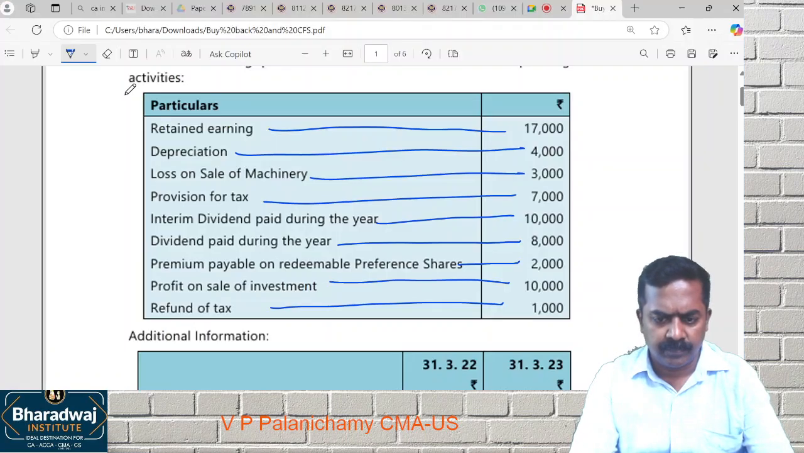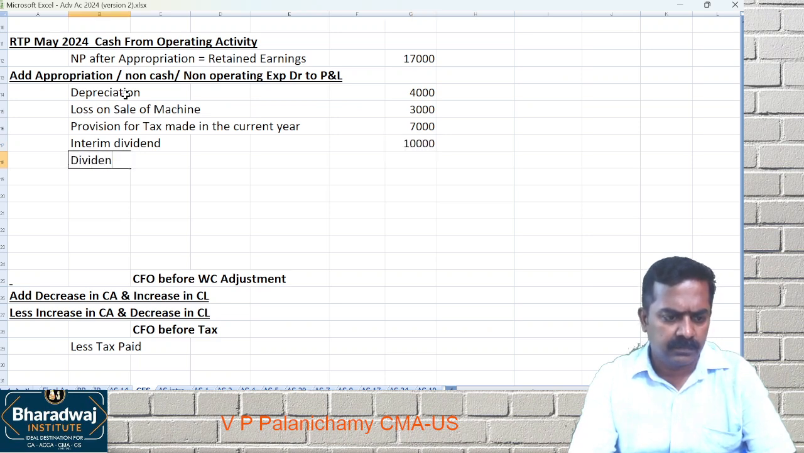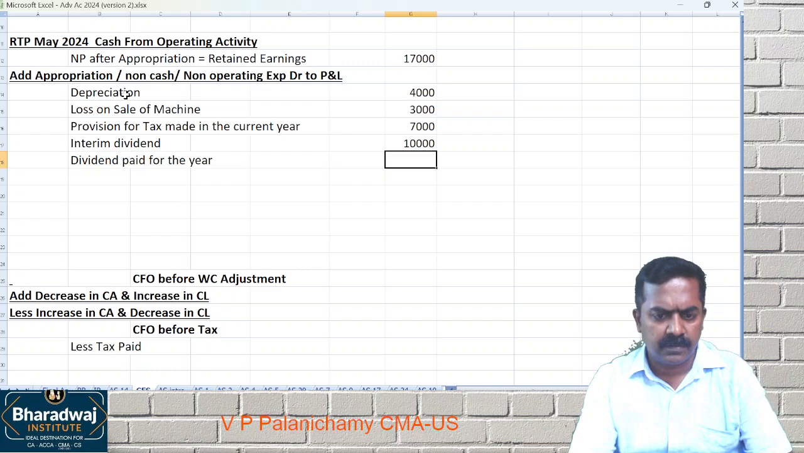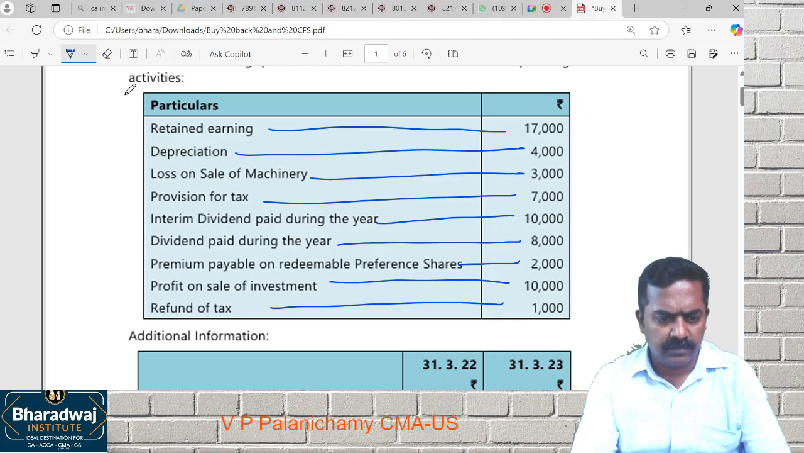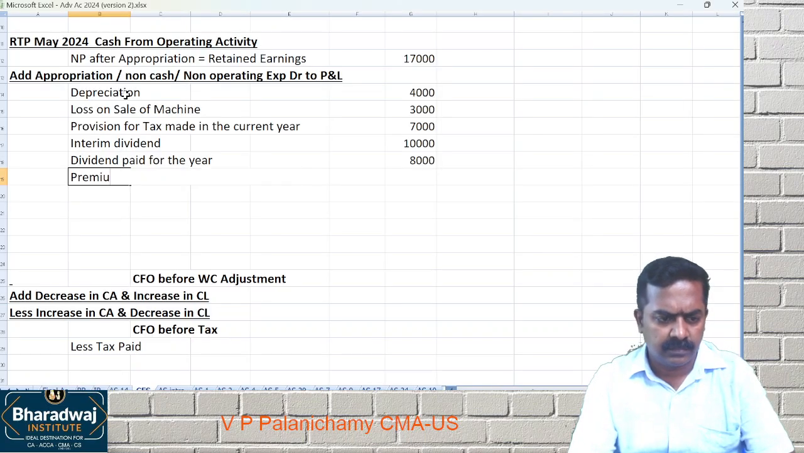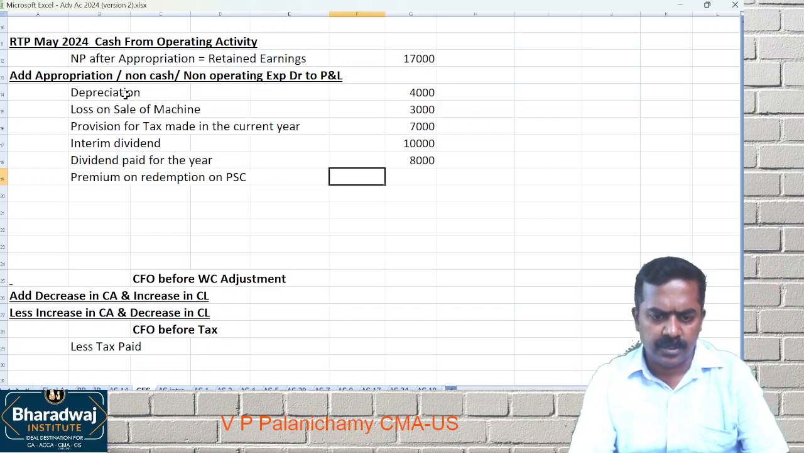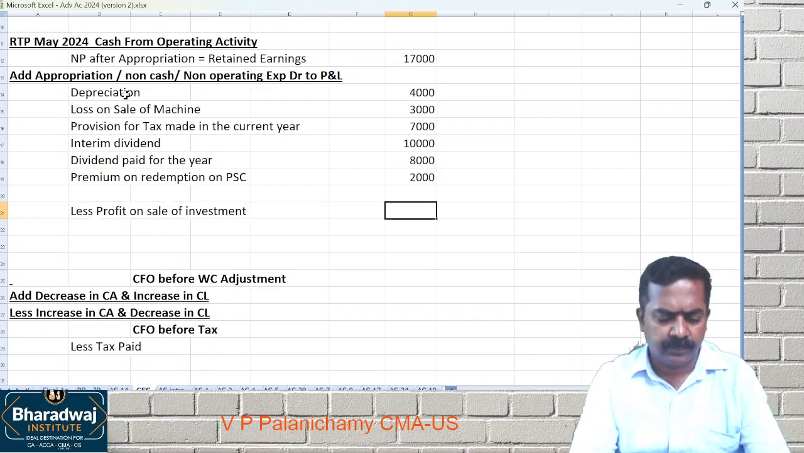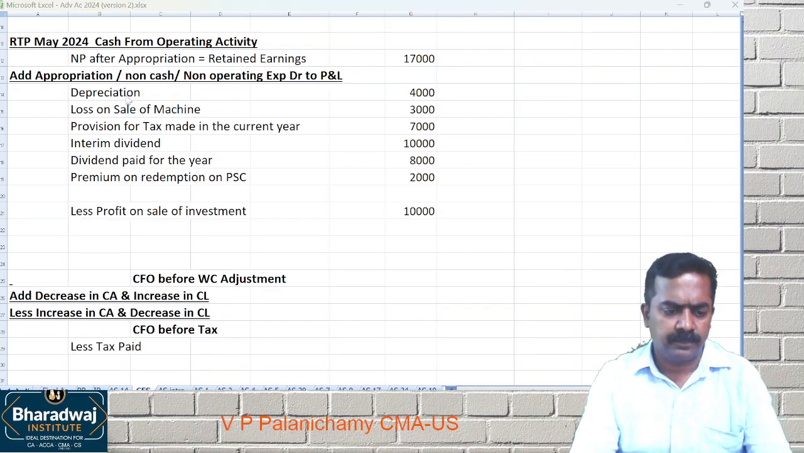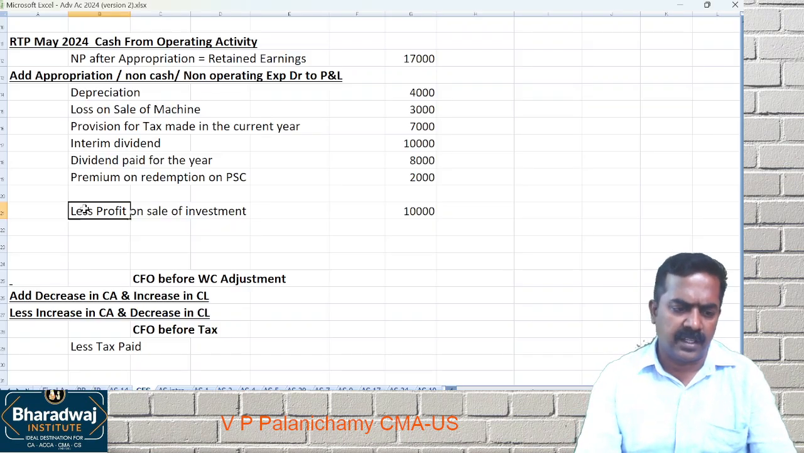Then how much? Then how much? 8,000. Then for preference shares. How much? Then less profit on sale of investment. How much? 10,000. Then refund of tax we'll adjust with net tax paid.